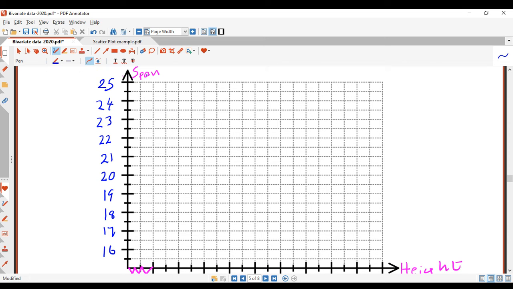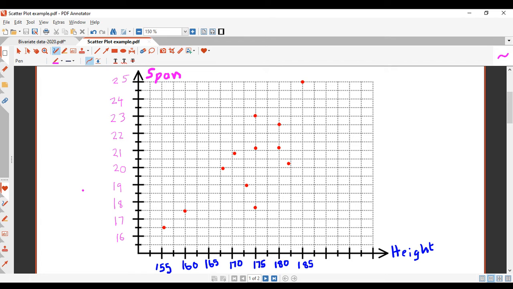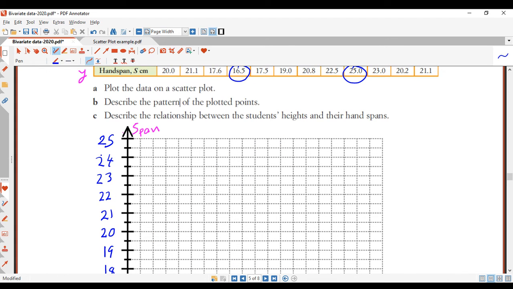Now, just to save a bit of time, I've already done that. Pause the video now and have a go yourself. Okay, so here's my scatter plot. I've plotted all those points there. So that's that there done. You can check your answers. And so I've done part A, plotted the data. I've just described the pattern of the plotted points.